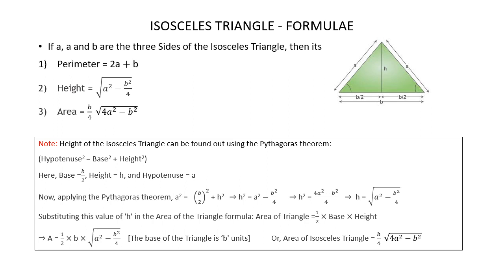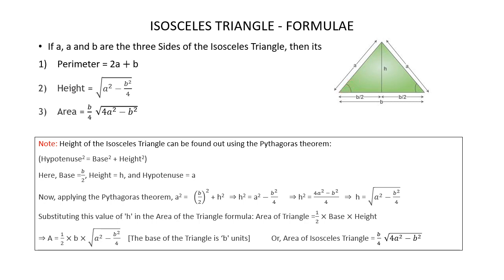So now let's see how the formulae for height and area of the isosceles triangle have been derived. Now the height of the isosceles triangle can be found out using the Pythagoras theorem, which states hypotenuse squared is equal to base squared plus height squared. Now if we consider this right angle triangle, then the base would be equal to b by 2, height would be equal to h, and the hypotenuse, which is the side opposite to 90 degrees, is equal to a.